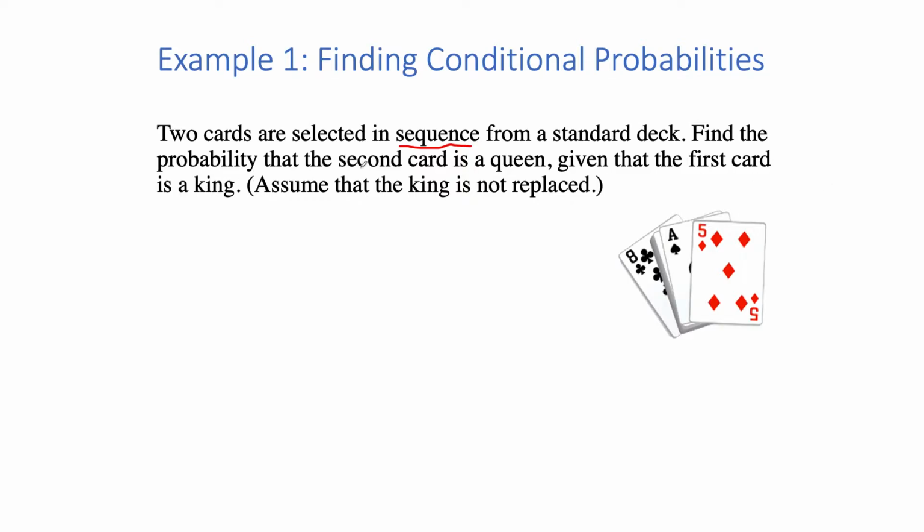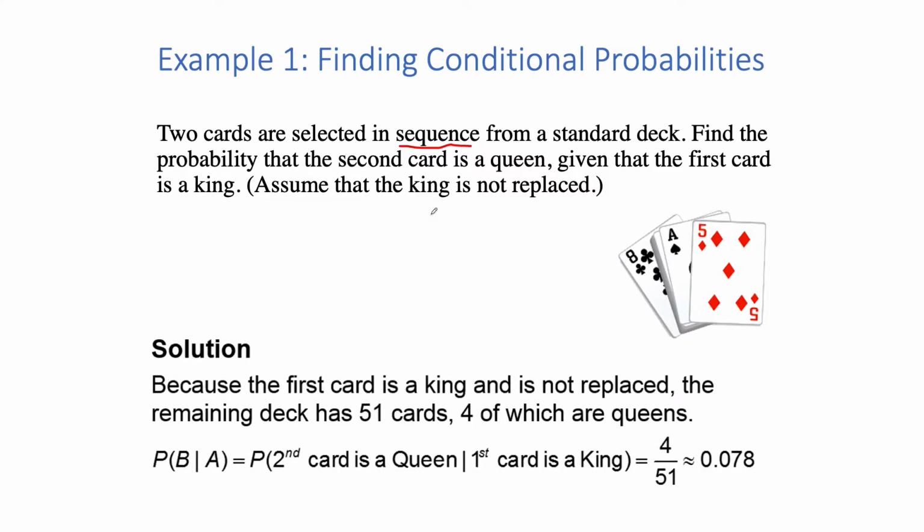We want to find the probability that the second card is a queen given that the first card is a king, and assume that the king is not replaced. If you want to imagine the situation, you open up a fresh deck of cards, pull out the first card, it's a king, you throw it away, and then you go back into the deck and pull out a second card. Given that this has happened, we are asking: what is the probability that the second card you pull out from the deck is a queen, given that you already pulled out a king and the king was not replaced?